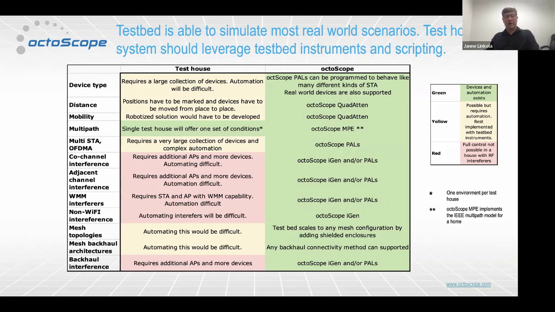So focus on the red, right? These are all the interference scenarios with the test house. If you have a test house that's in a densely built environment, you're going to have interference coming from that environment. And while you, of course, can inject new interference into your test scenario, it's going to sum with the background interference. And so you don't really have interference under control, right?